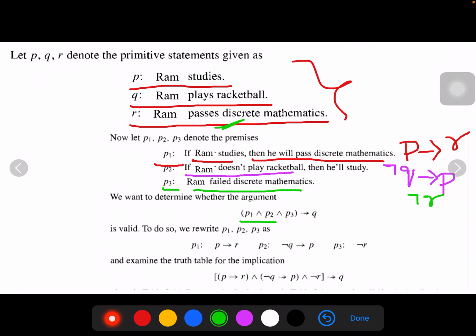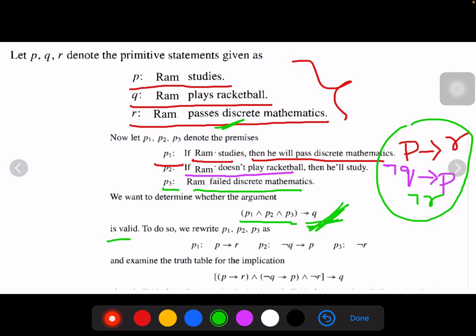So how do I write the argument? P1 and P2 and P3, those are all my premises, conditional conclusion Q. So here is a valid statement. How do we do that? We just simplify all this together to obtain Q.